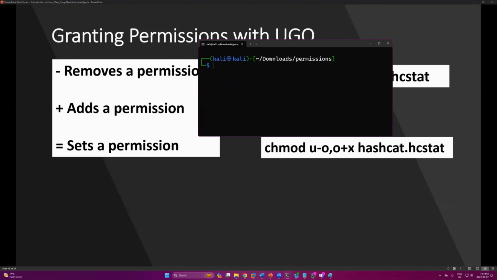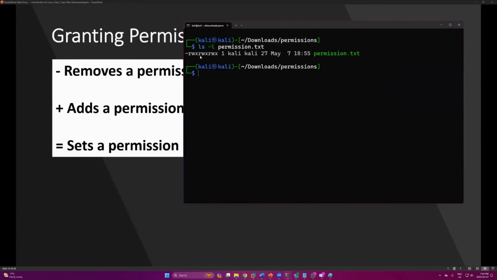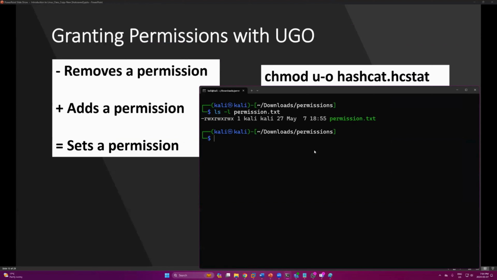So let's do a quick demonstration over here. Let's clear the screen. And then ls -l permissions. Quickly, we're just going to take a look at what we have right now. So we have rwx, rwx, rwx. So let's try to remove all permissions. So chmod minus rwx and then permissions.